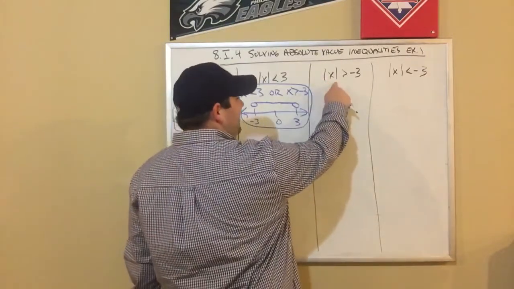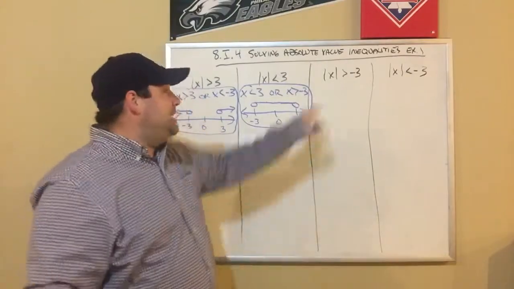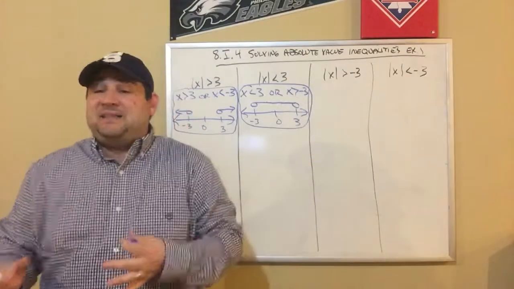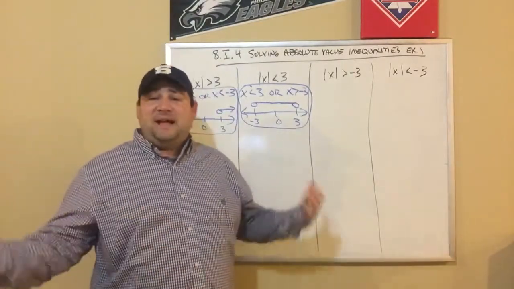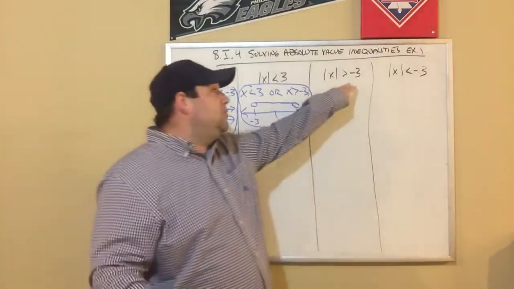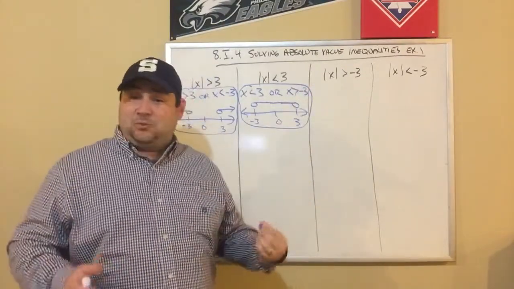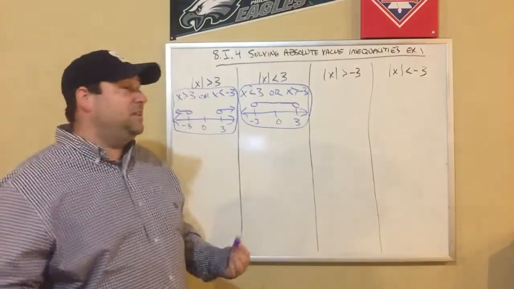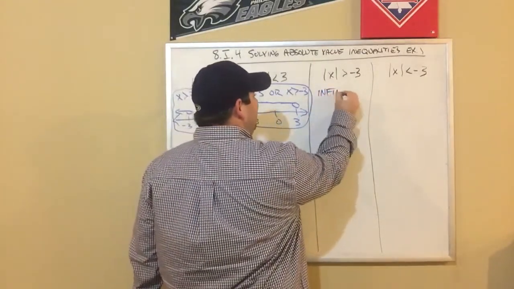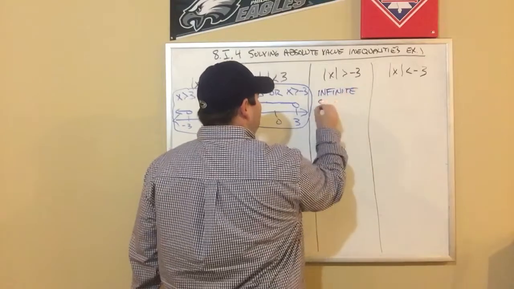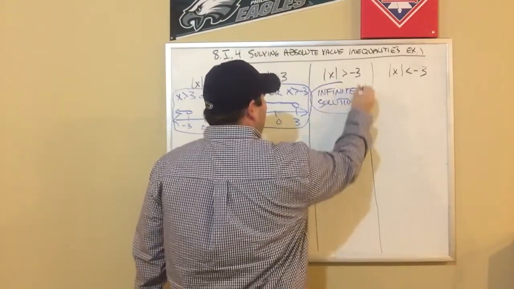This is saying the absolute value of x. We know absolute value is going to be a positive number. So the absolute value of x is going to be some positive number that is greater than negative 3. Well, we know every single positive number that could ever exist will be greater than negative 3. So no matter what we put in for x, we're going to get a positive number, and we're going to get something greater than negative 3. So this is infinite solutions, because any number will work for x, because it will give us a positive number, which will be greater than negative 3.